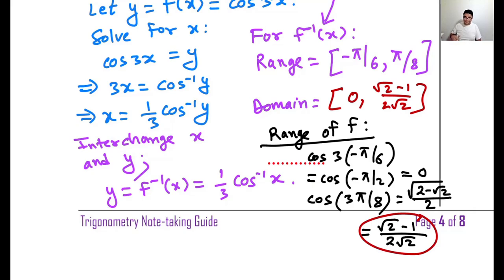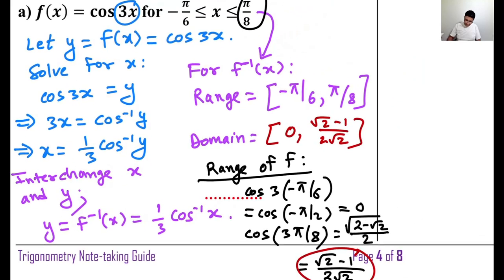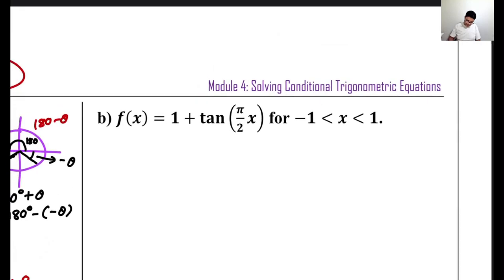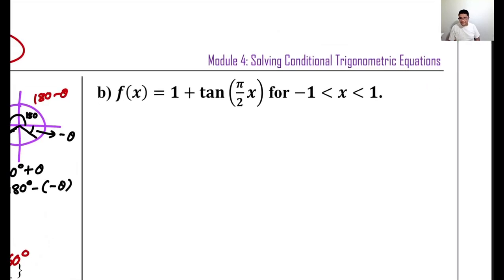Okay, all right, moving on. Solve for... no, same thing. We find the inverse function and write the domain and range, right? You can go ahead and practice, please, and then check with me.